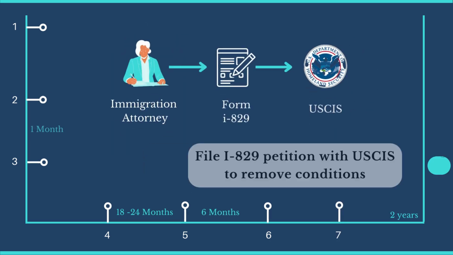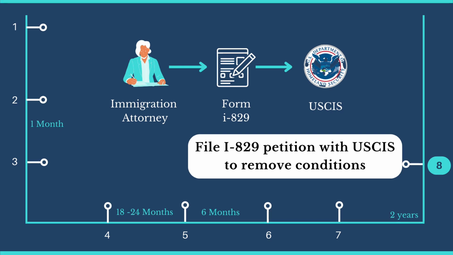Step 8. File the I-829 petition with the USCIS to get your conditions removed. 90 days before your conditional permanent residency expires, you can file the I-829 petition with the immigration attorney to get your conditions removed by uploading all the supporting documents with the USCIS. Also, this process might take 2 years.